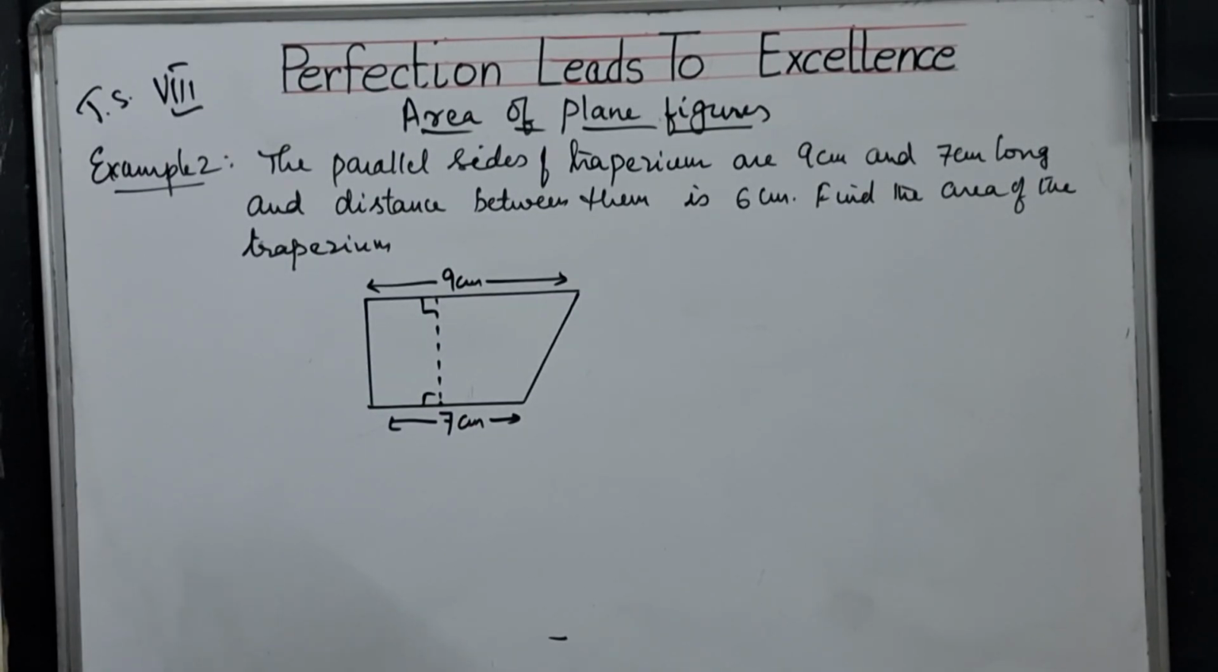Now I'm dealing with 8th class maths, area of plane figures, example 2. The parallel sides of a trapezium are 9 centimeters and 7 centimeters long and the distance between them is 6 centimeters. Find the area of the trapezium.